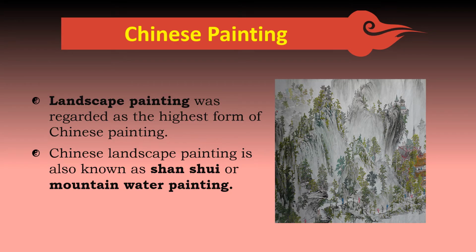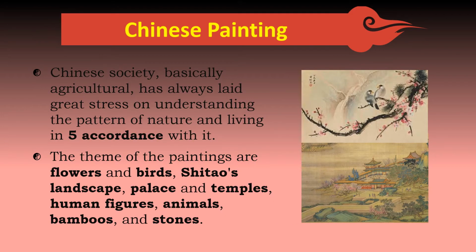Landscape painting was regarded as the highest form of Chinese painting. Chinese landscape painting is also known as shan shui, or mountain water painting. Chinese society, basically agricultural, has always laid great stress on understanding the pattern of nature and living in accordance with it. The themes of the paintings are flowers and birds, landscapes, palaces and temples, human figures, animals, bamboos, and stones.